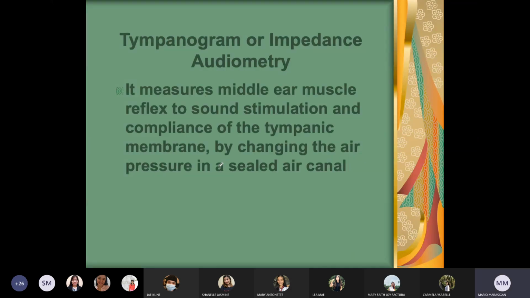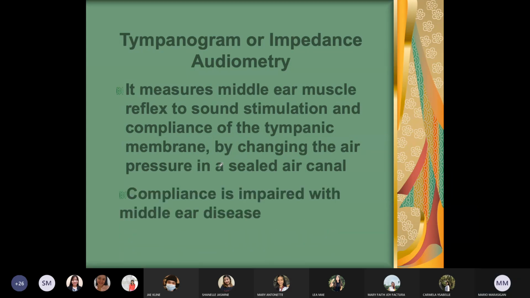Next is your tympanogram or impedance audiometry. It measures middle ear muscle reflex to sounds, stimulations, and compliance to the tympanic membrane. How? By changing the air pressure in a sealed air canal. So they test here the compliance of your middle ear. Usually, they can detect whether there is a middle ear impairedness with regards to conduction or vibration of sounds.